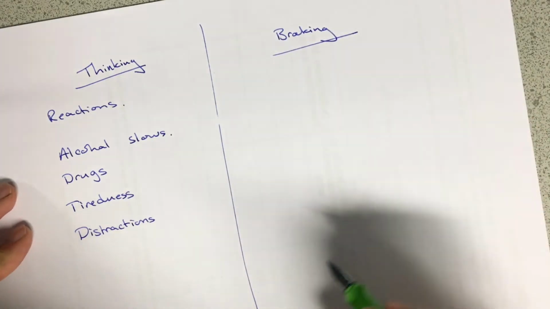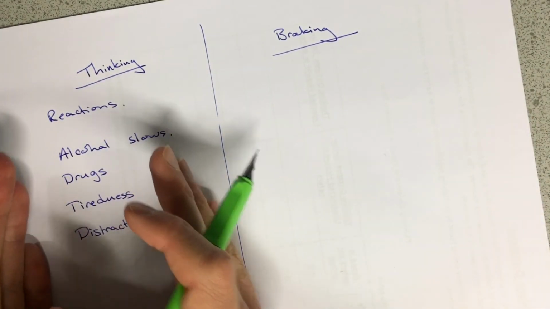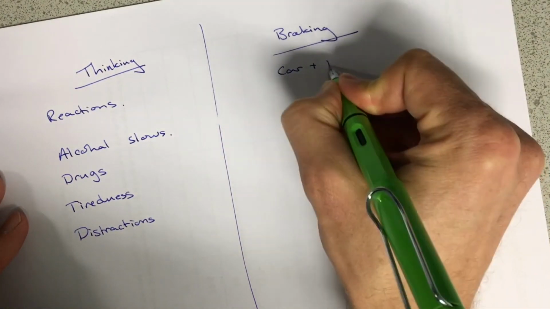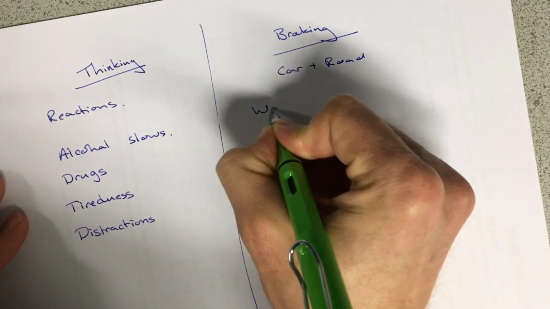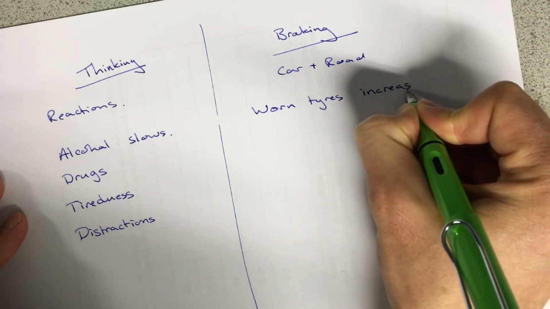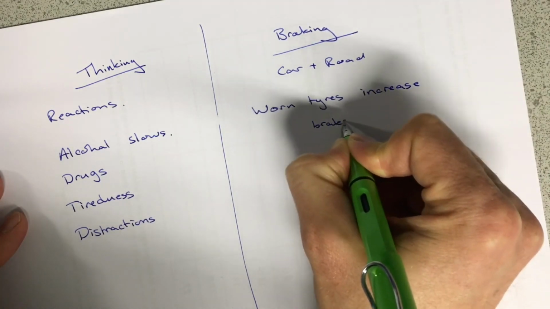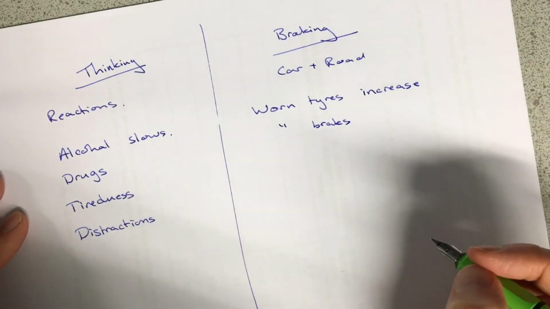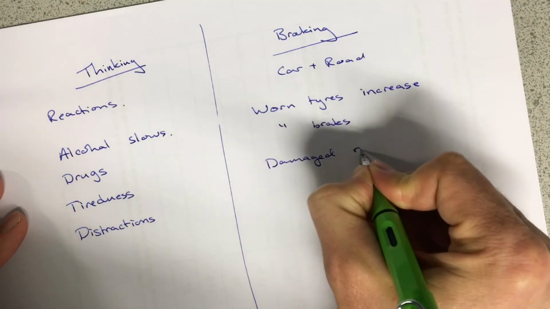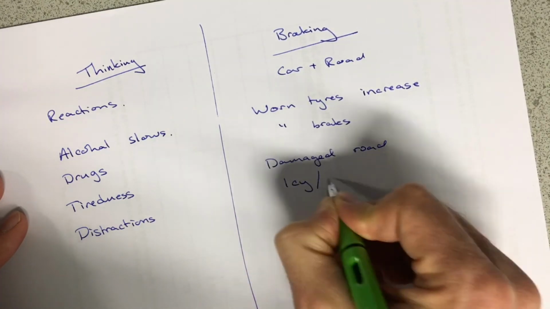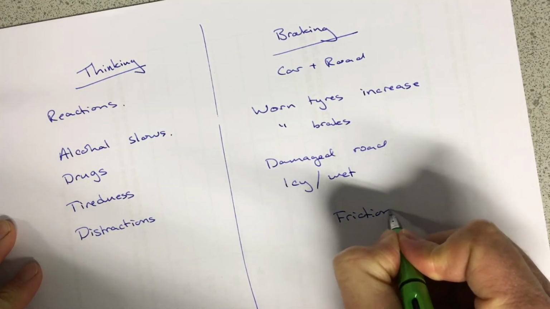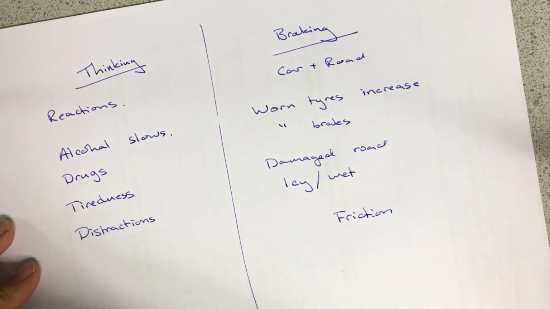So braking distance over here. Now, these were all about the driver and the driver's reactions. This side is all about the car and the road. So maybe your tyres are worn. So you've got worn tyres, and they will increase braking distance, as will worn brakes. What else will affect it? If you've got a damaged road surface, or you've got icy or wet roads, anything which affects the friction between the car and the road will have a negative impact on the braking distance.